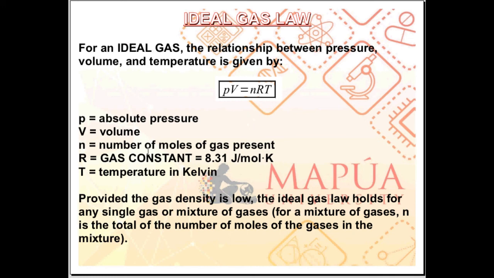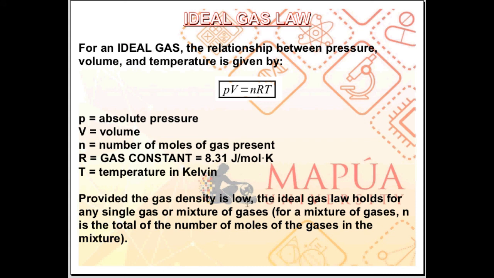And capital R is known as the gas constant. It's equal to a constant value of 8.31 joules per mole Kelvin. So Kelvin, that means T, the temperature, must be in Kelvin. So if it's given in some other temperature scale, say Celsius or Fahrenheit, you would have to convert the temperature to Kelvin before you use the ideal gas law.